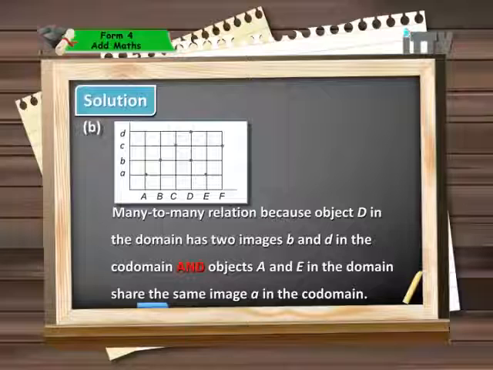So do you see that object D has two images B and D, and that would put object D in the case of one-to-many relation, while objects A and E in the domain share the same image A in the codomain, making them a many-to-one situation. Therefore, we have a combination of one-to-many and many-to-one at the same time. That results in a final many-to-many relation.